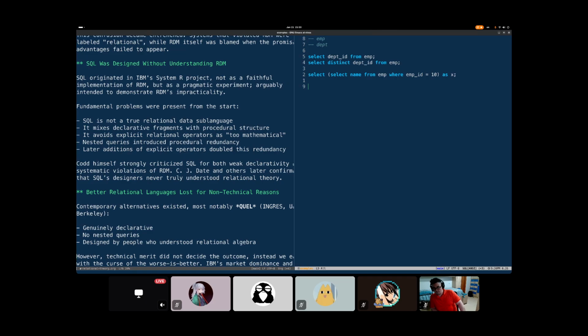So relations, they don't have order. Tuples, they have no identity, essentially. Attributes, they are named, but they are not positioned. So there's a bunch of other problems with the first topic already in SQL. The fact that it mixes, this is more interesting, the fact that it mixes declarative segments with procedural structure. What do I mean with that?